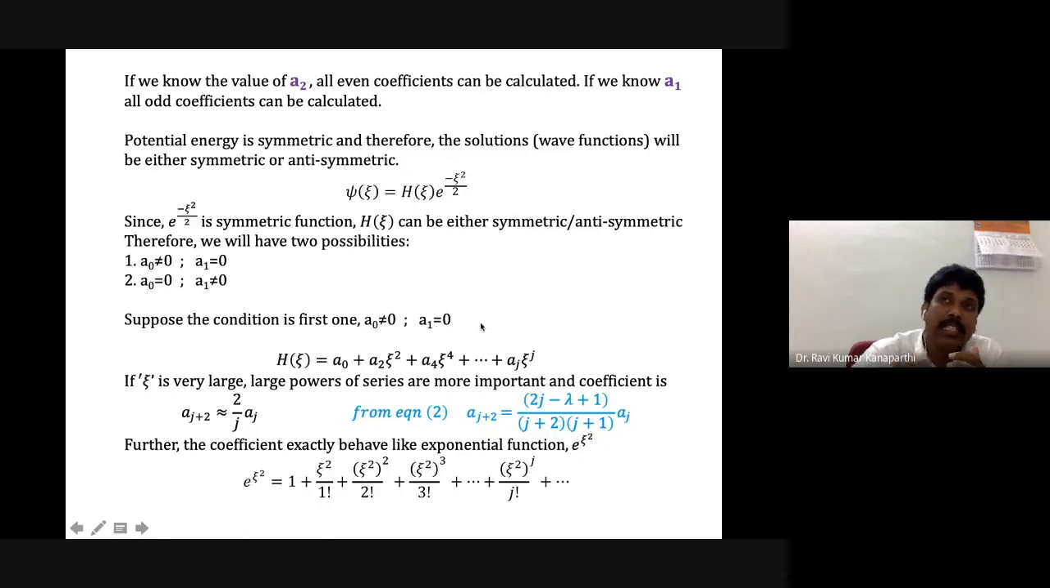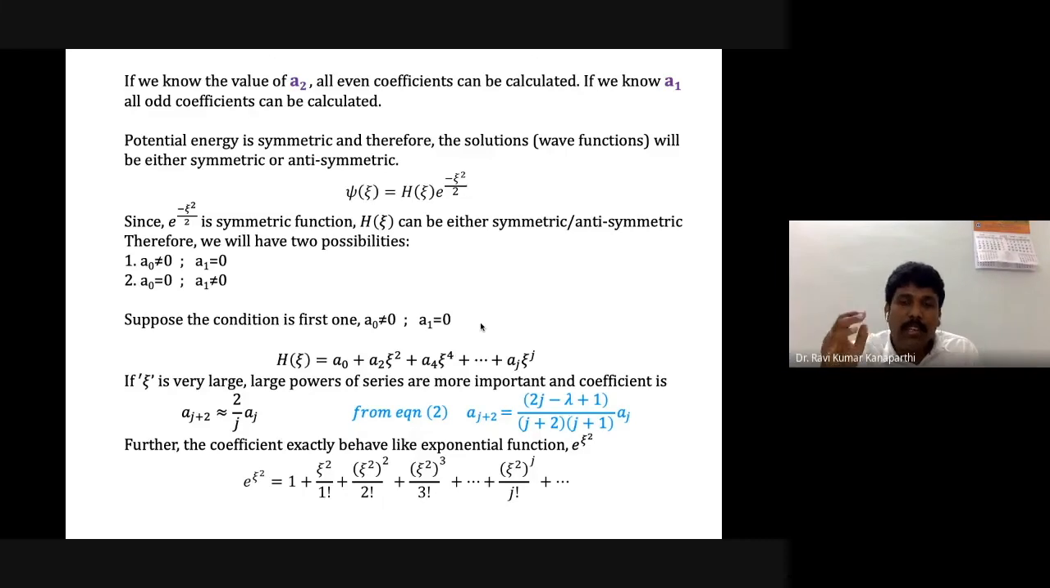the h of z exactly behaves like e to the power z square. And if it behaves like e to the power z square, then we will not get an acceptable solution, because ultimately h of z is multiplied with e to the power minus z square by 2, and the product is going to be essentially an exponential growth function. So the conclusion from all this discussion is that the power series should not run to an infinite value.